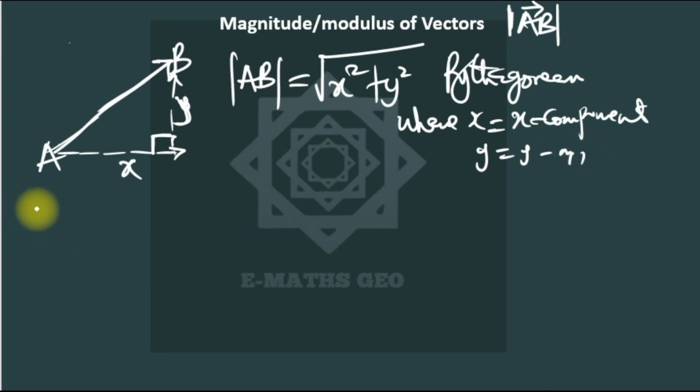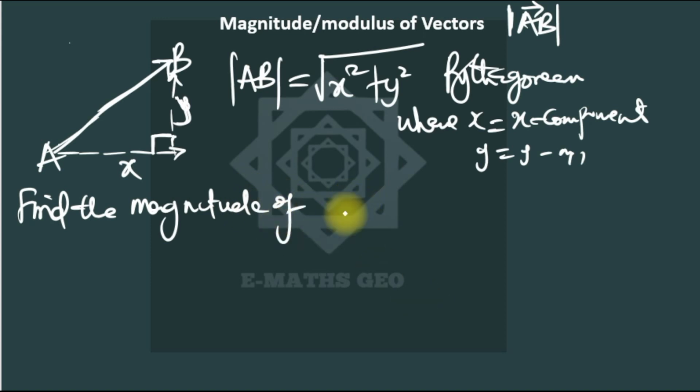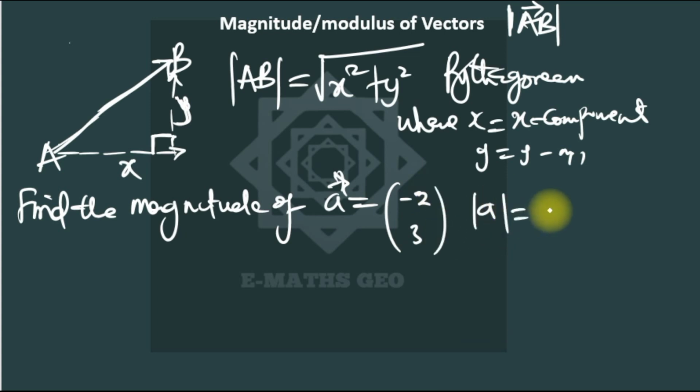So for example, if someone asks you to find the magnitude of a column vector, maybe -2, 3, the answer is very simple. The magnitude or the modulus is now the square root of -2 squared plus 3 squared. So that gives us 4 plus 9, which is 13. So the magnitude is always positive.